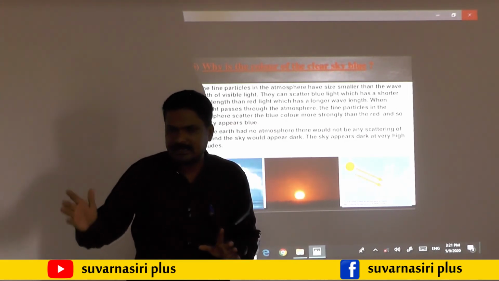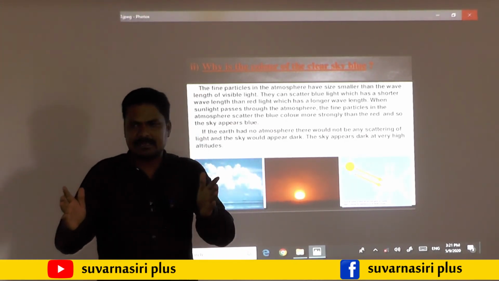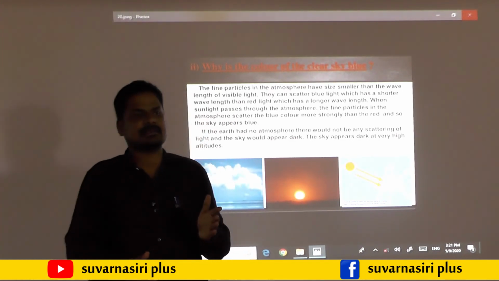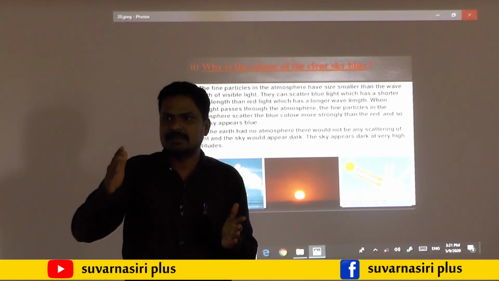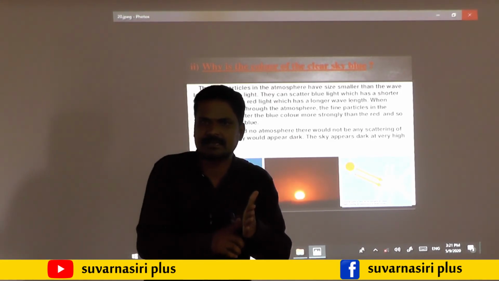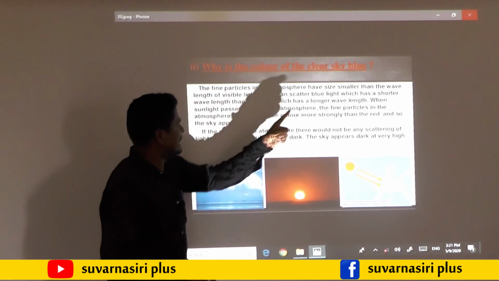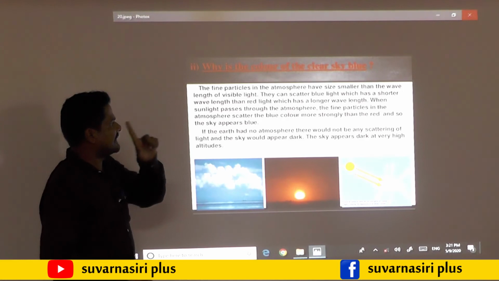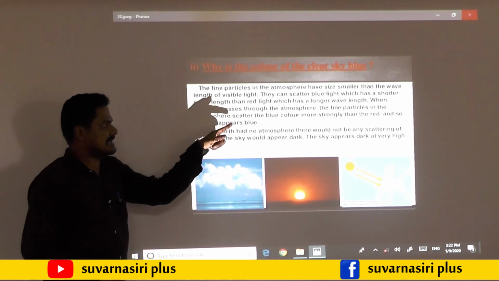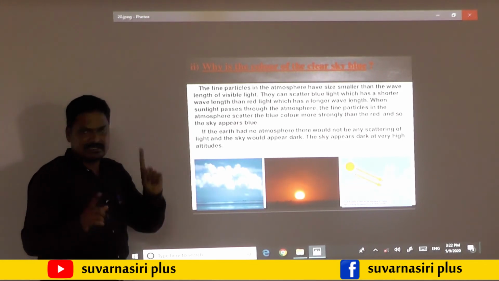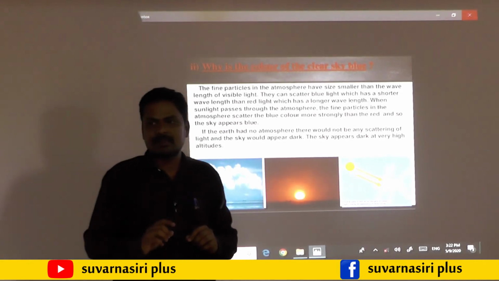So take red colored light and blue colored light. When we compare these two, red light is scattered less because its wavelength is more, and blue light is scattered more. When the sunlight passes through the atmosphere, the fine particles in the atmosphere scatter the blue color more strongly than the red. That's why the sky appears blue.